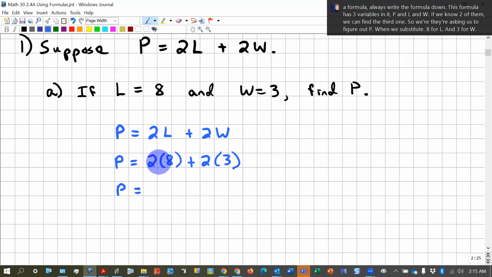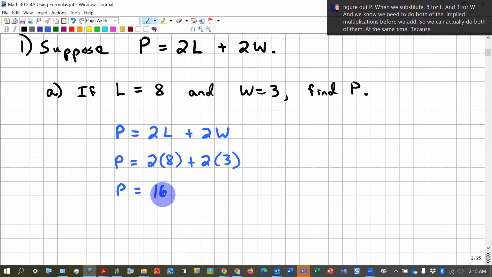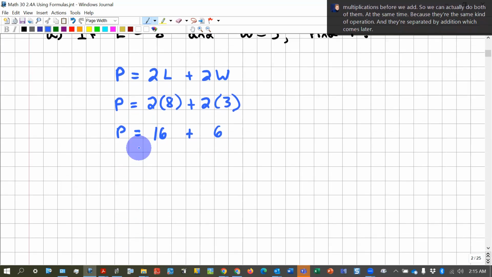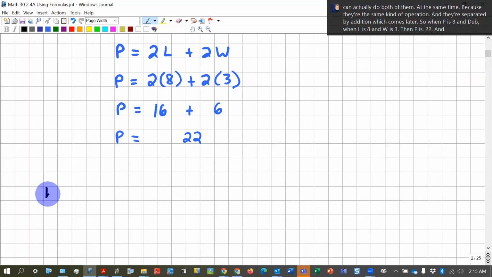And we know we need to do both of the implied multiplications before we add. So we can actually do both of them at the same time because they're the same kind of operation and they're separated by addition, which comes later. So when L is 8 and W is 3, then P is 22. And I'm sure that you have done these kinds of problems before.